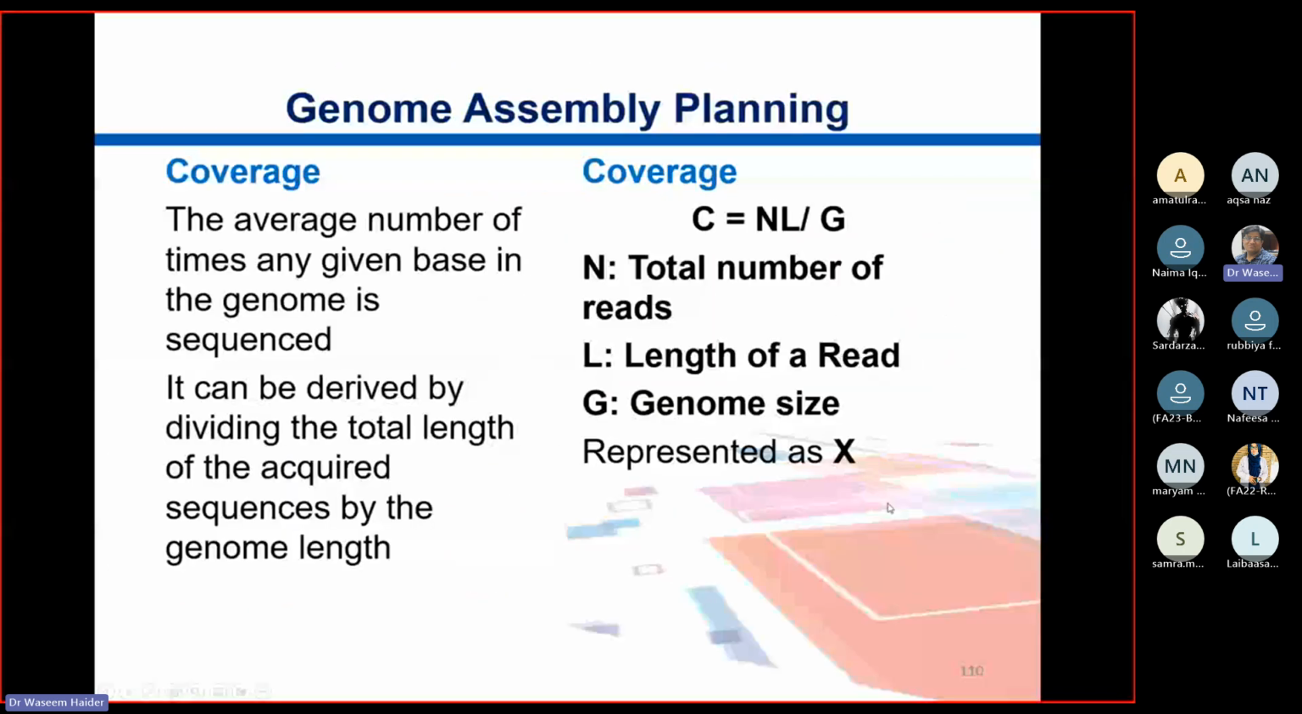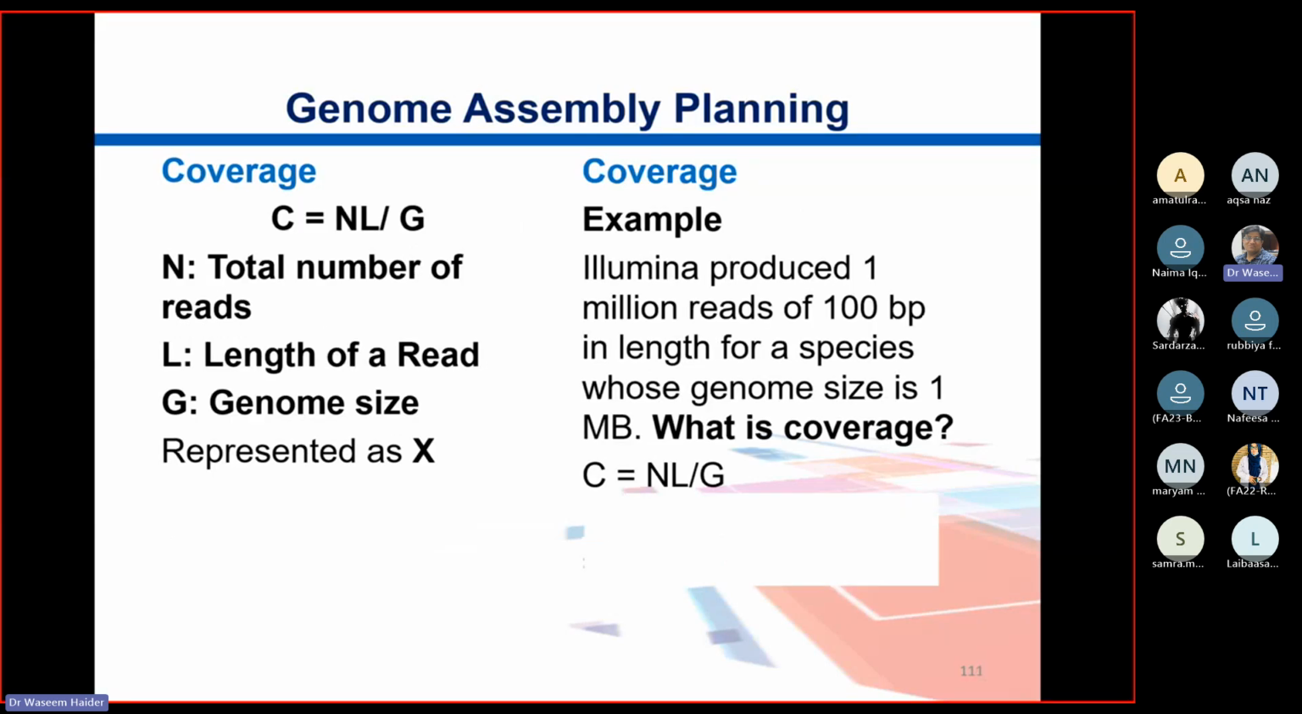Here we also covered the coverage. So coverage is n times L divided by G. Total number of reads is n, length of a read is L, and genome size is G. Overall, we represent this thing as X, right?